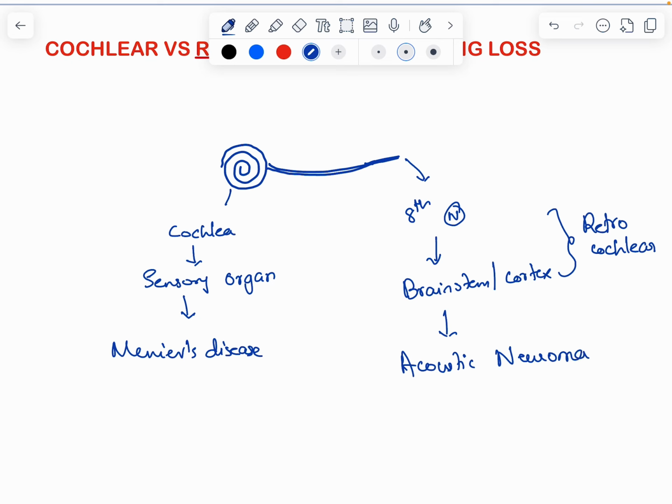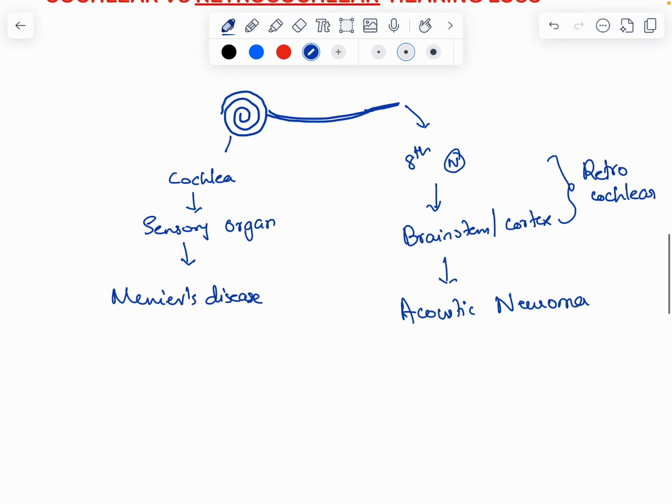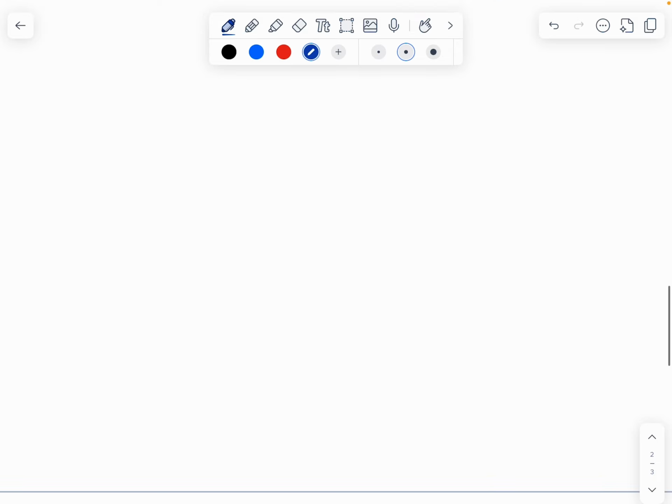So basically, both retrocochlear pathology and cochlear pathology will produce hearing loss. The aim of this video is to differentiate between these two. This is an important MCQ frequently asked in NEET PG and more importantly in INICET. Before coming to the table, let's discuss two phenomena. That is the recruitment phenomenon and another is the rollover phenomenon.